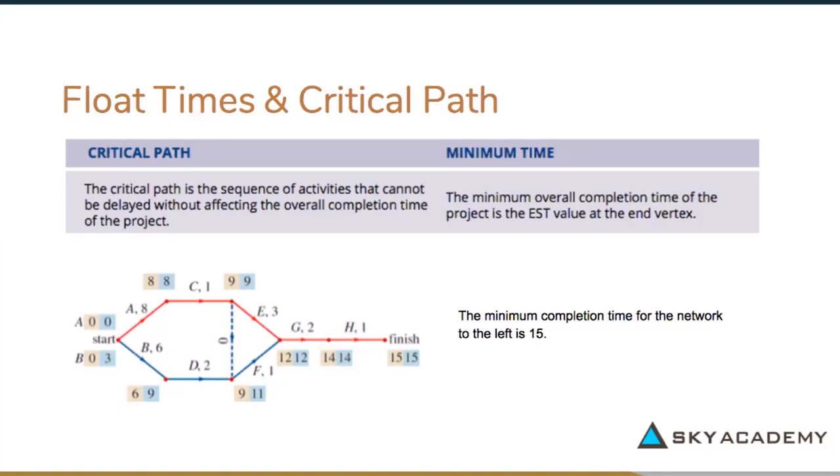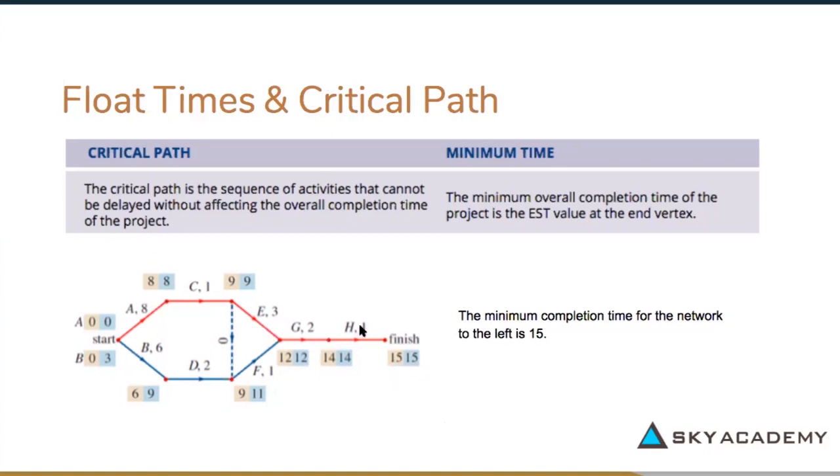And the minimum time is just the overall completion time or the last EST value. If we have a look at this network diagram here, the last EST value is 15. And so the minimum completion time for this network, the earliest it can get done, is 15.